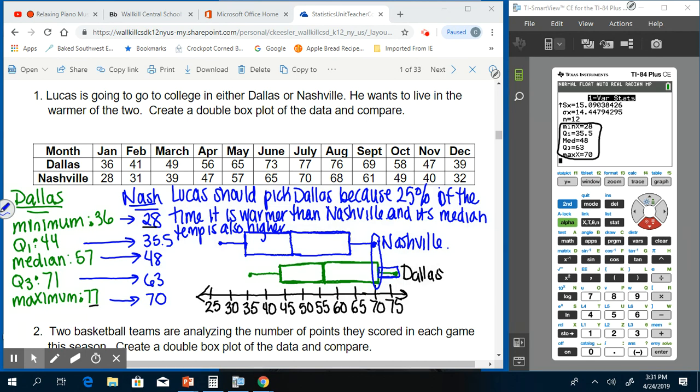In both those cases, they're both pretty symmetrically distributed. So we can't say that the median would be a better indicator than the mean, but we haven't calculated the mean. So we're just looking at this data, and this is giving us the idea that Dallas is going to be the warmer climate and the most preferred for Lucas.